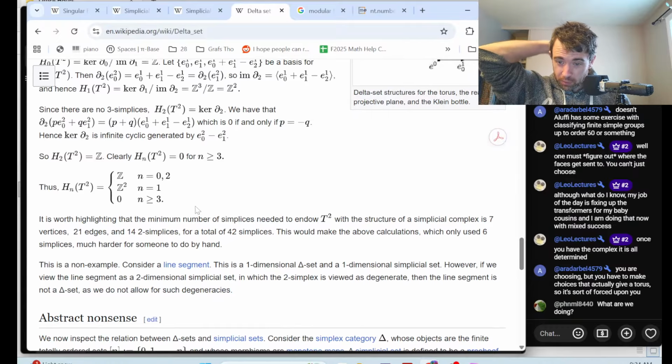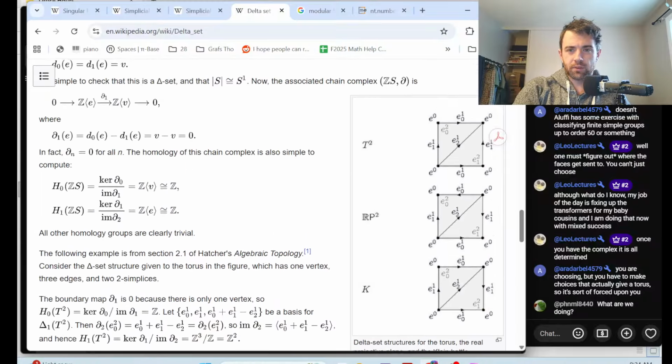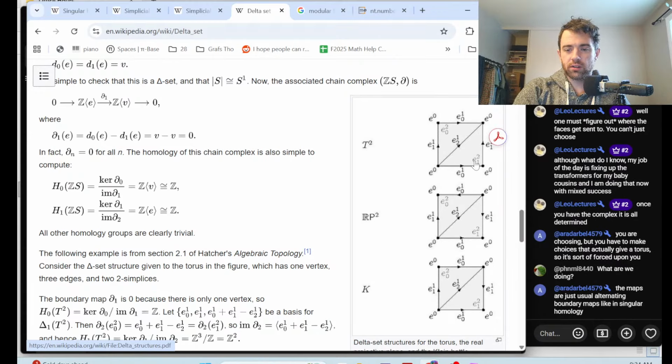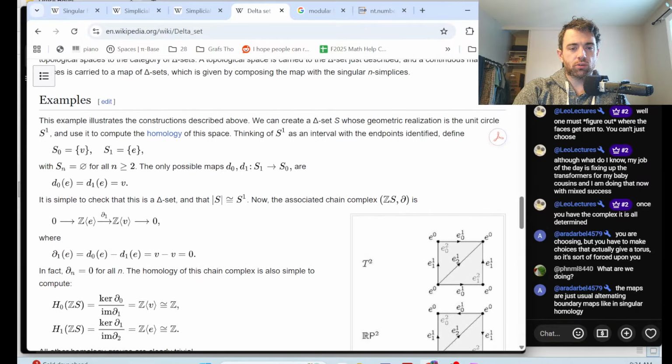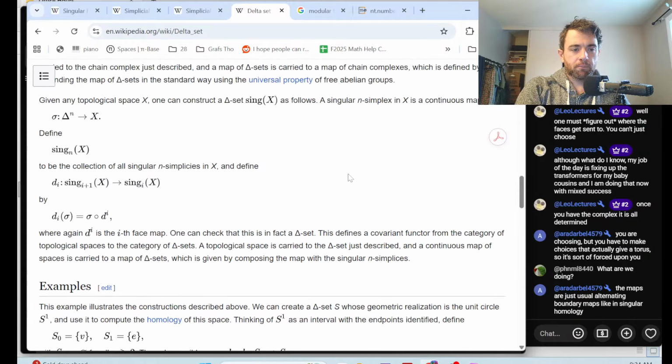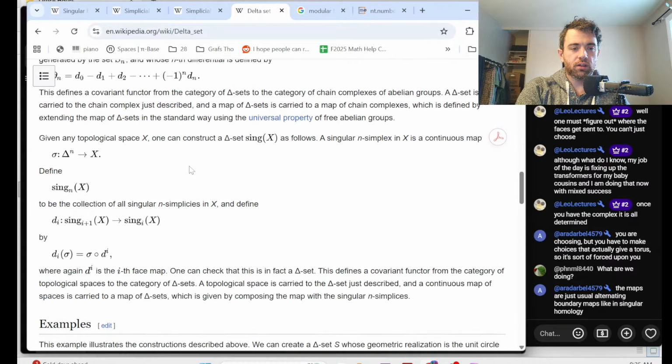You are choosing, but you have to make choices that are given by a torus, right? But that's what I'm saying. I need to make a choice about where to send E20 and where to send E21. The maps are just the usual alternating. Wait, no, I'm talking about the big D's. So there's no alternating. These aren't maps of groups. These are just maps of sets, right? Oh, wait a second, this is going from the set.